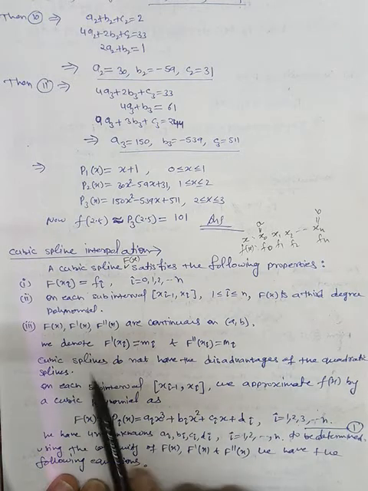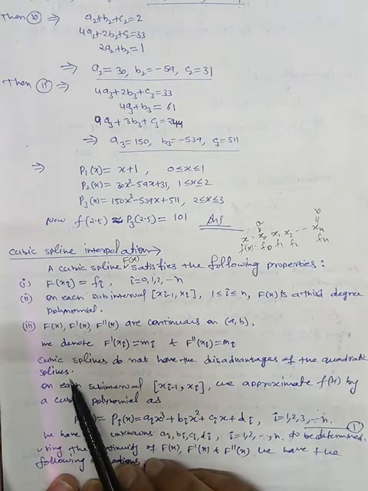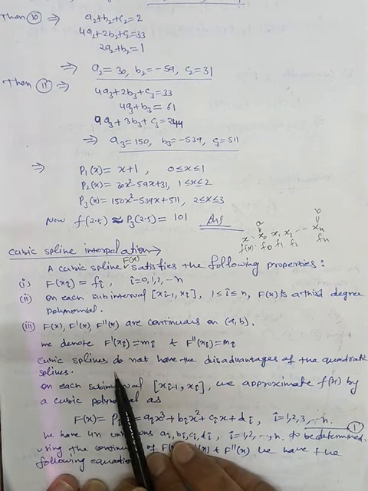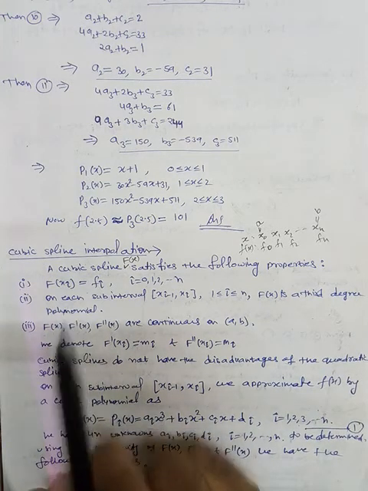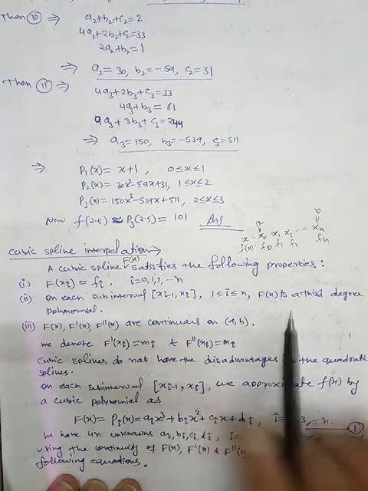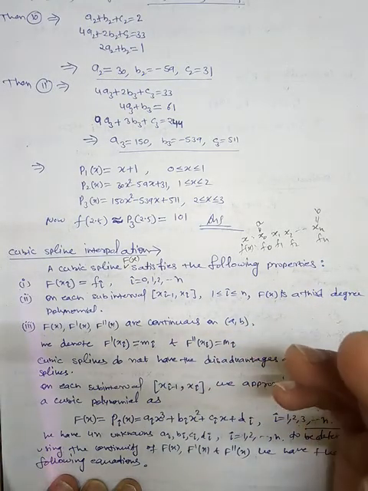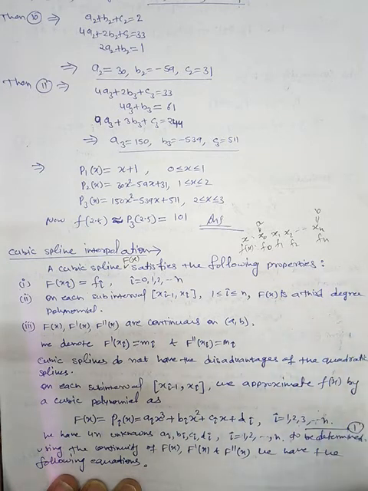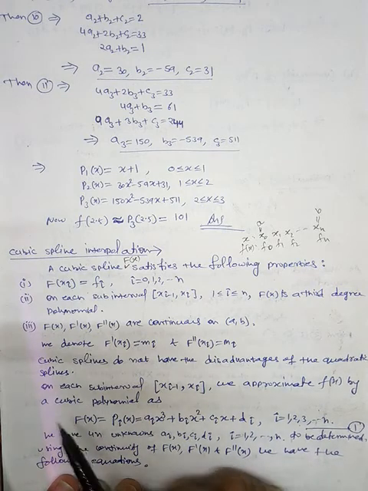Okay, so cubic splines do not have the disadvantages of the quadratic spline. What are the disadvantages? We have already discussed. In quadratic spline, we have a linear curve either in the first interval or in the last interval. This is one of the disadvantages. And there is a swing, an unexpected swing, either in the first interval or in the last interval. So these disadvantages are not present in cubic spline.